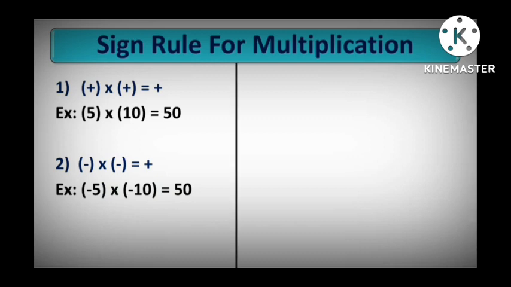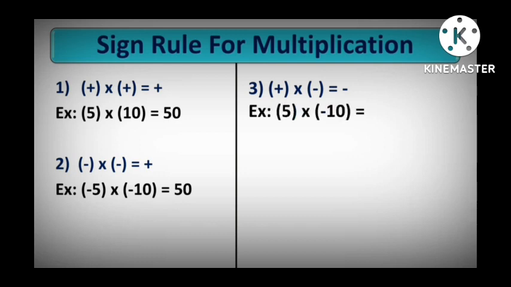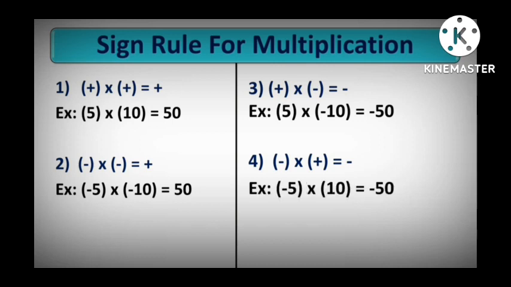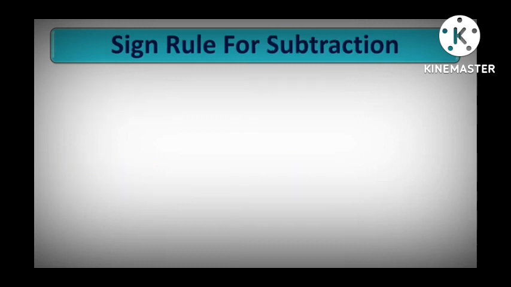Third rule is when a positive number and a negative number are multiplied, the answer is always negative. 5 multiplied by minus 10 gives you minus 50. Similarly, when a negative number and a positive number are multiplied, we get a negative number as minus 5 multiplied by 10 gives minus 50. Now let's see sign rule for subtraction.